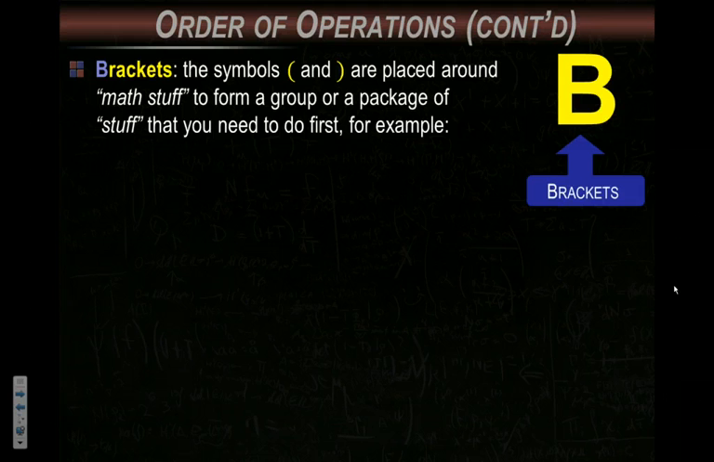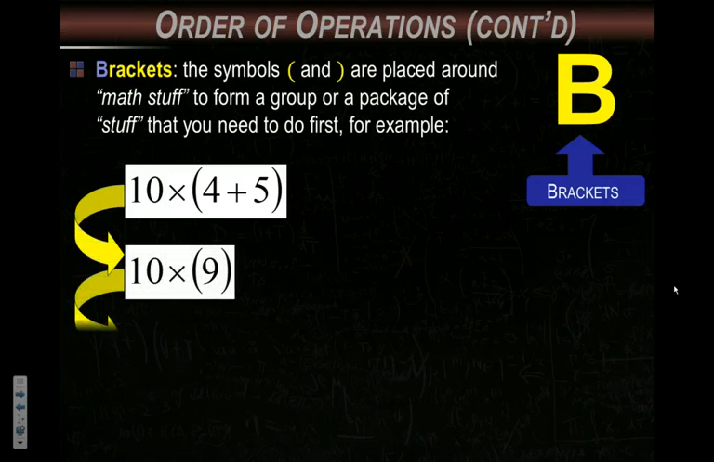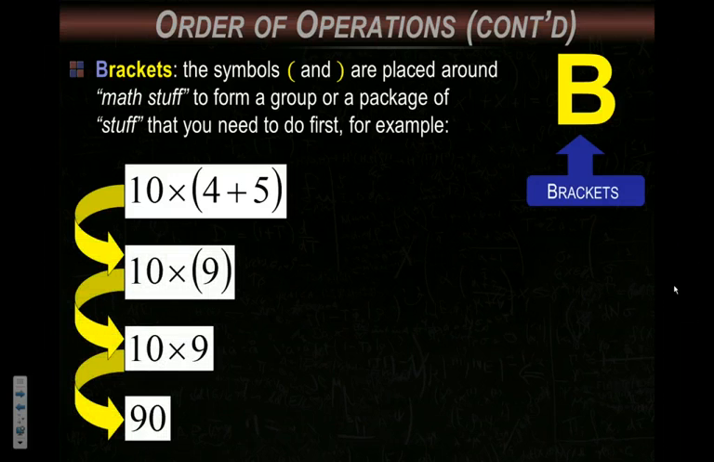Brackets. You knew what that was. We already talked about it. Placed around math stuff to form a package or a present. Here, in this question, because 4 plus 5 is put in a package, I unwrap it first. So I do that first. Get 9. Now I do the rest. 10 times 9, and I get 90. Okay? That's a simple example. But it makes sense that the brackets go first.